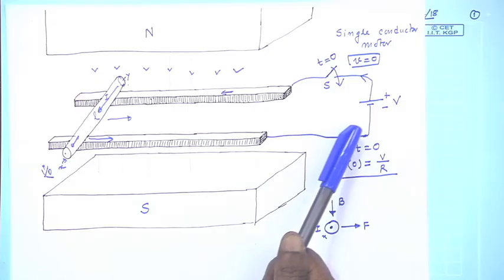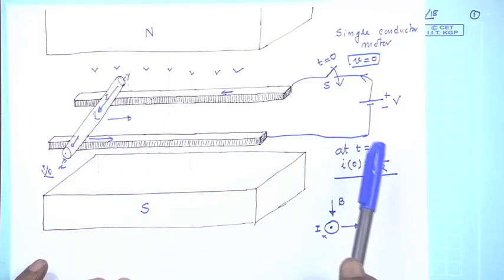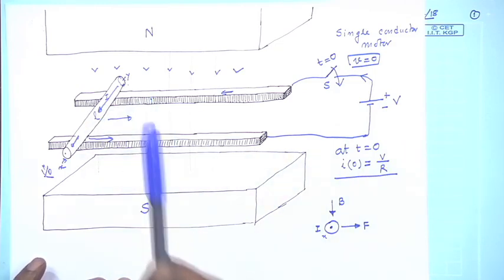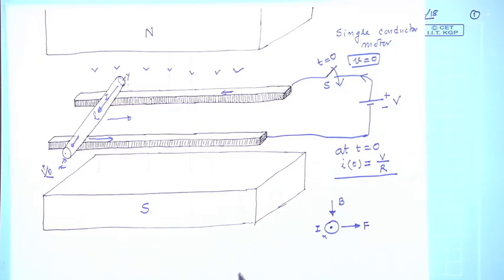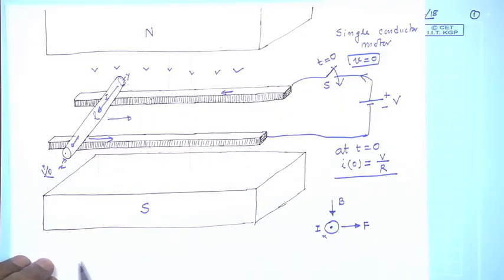Therefore, current in the circuit will be (V minus B L v) divided by R, not V by R alone, because the moment it has got some instantaneous velocity v, this conductor itself becomes a source of EMF. So, this whole thing can be drawn like this. This is the conductor end x and y, and there appears a voltage with this side plus, this side minus.